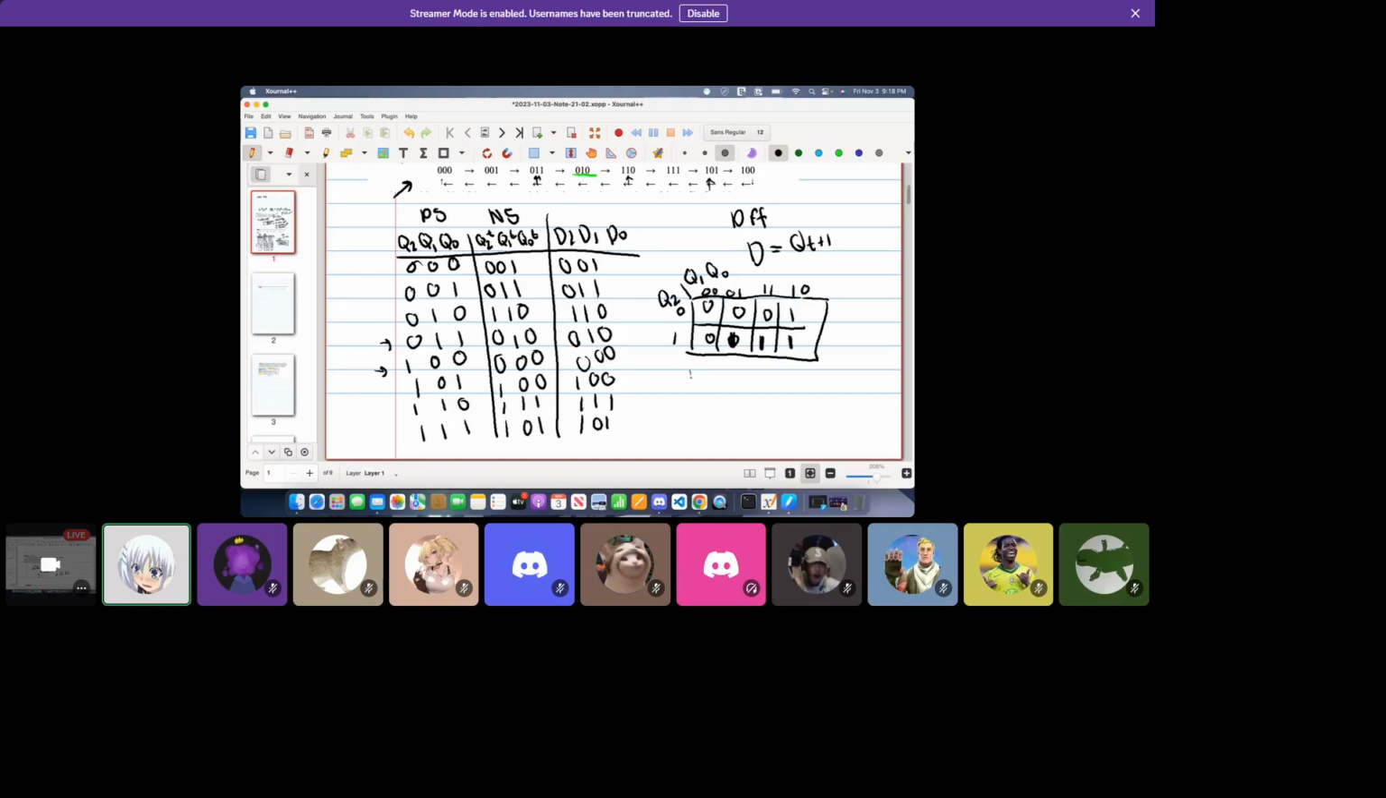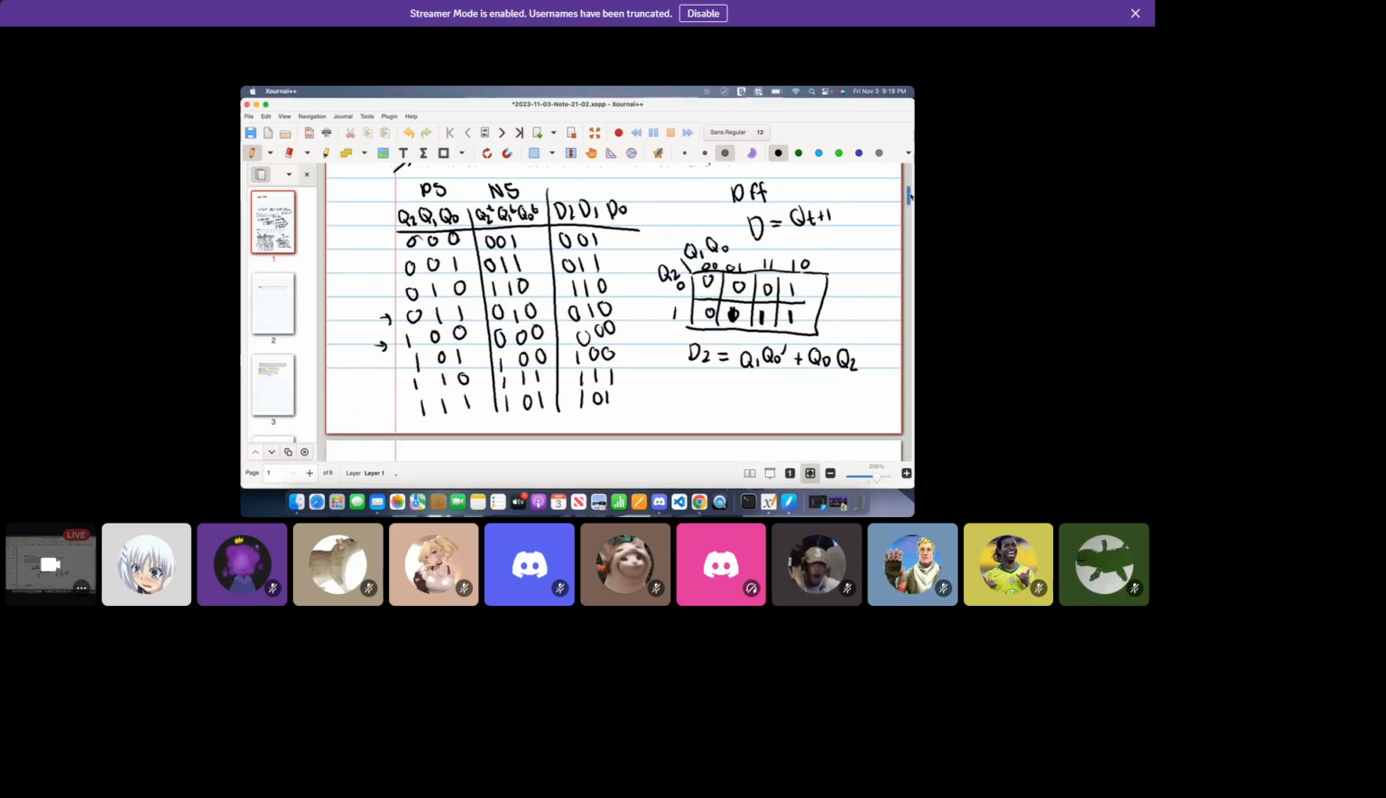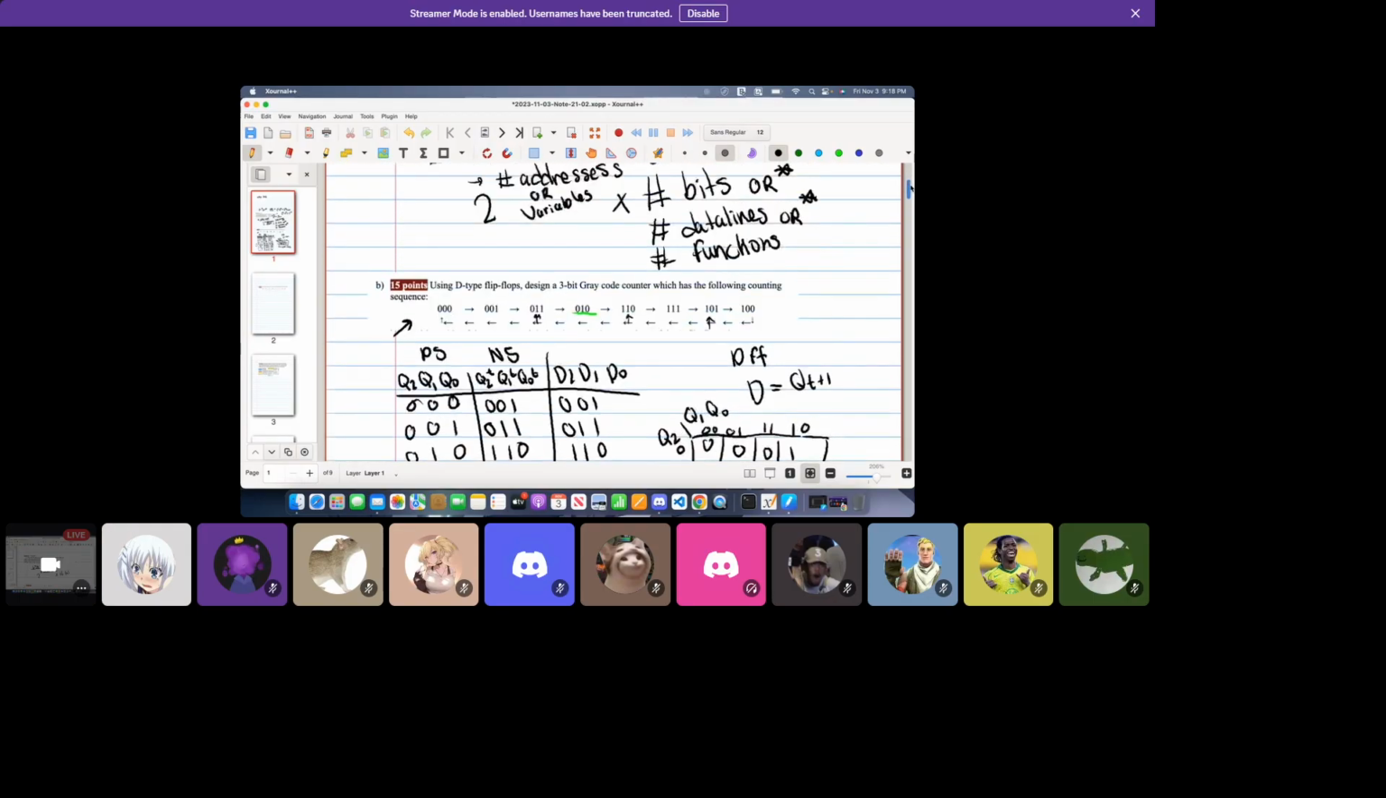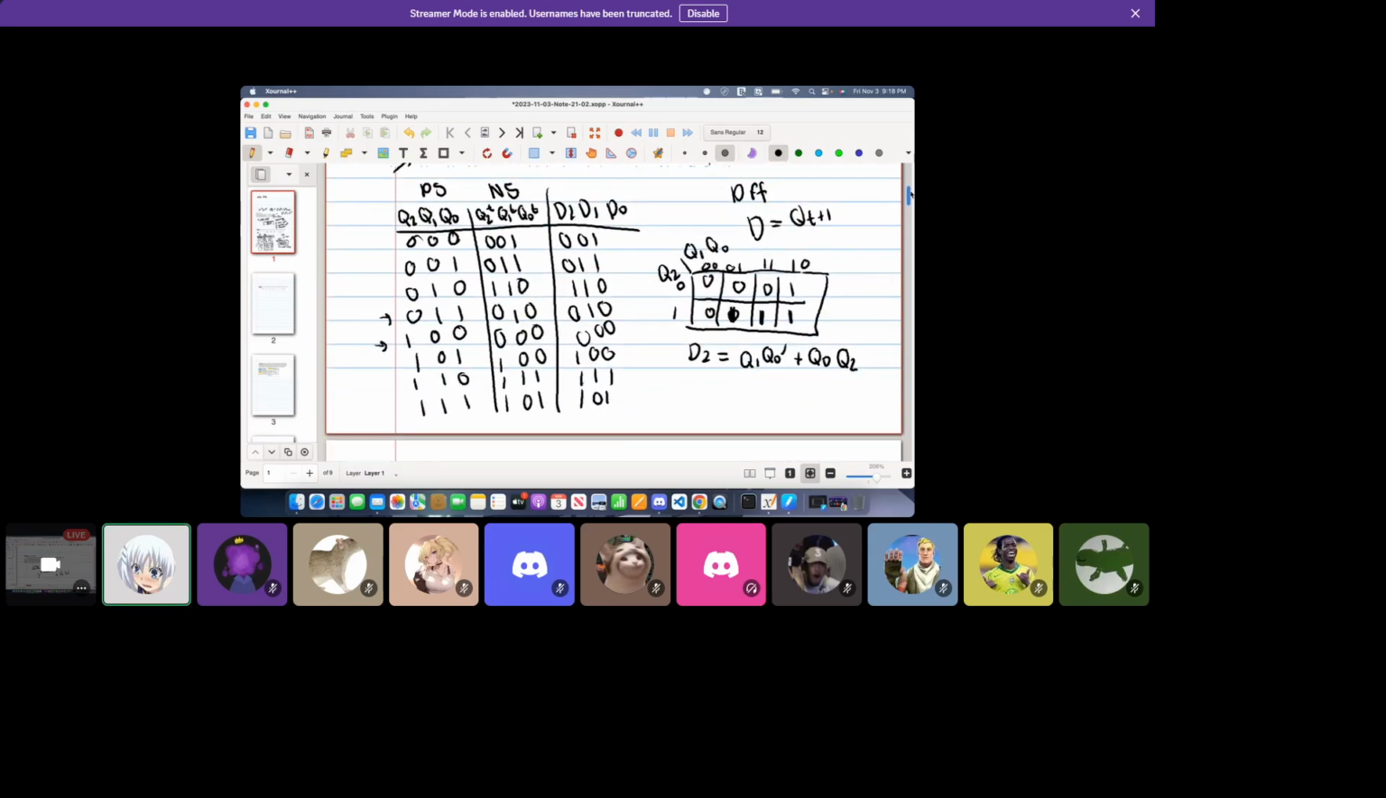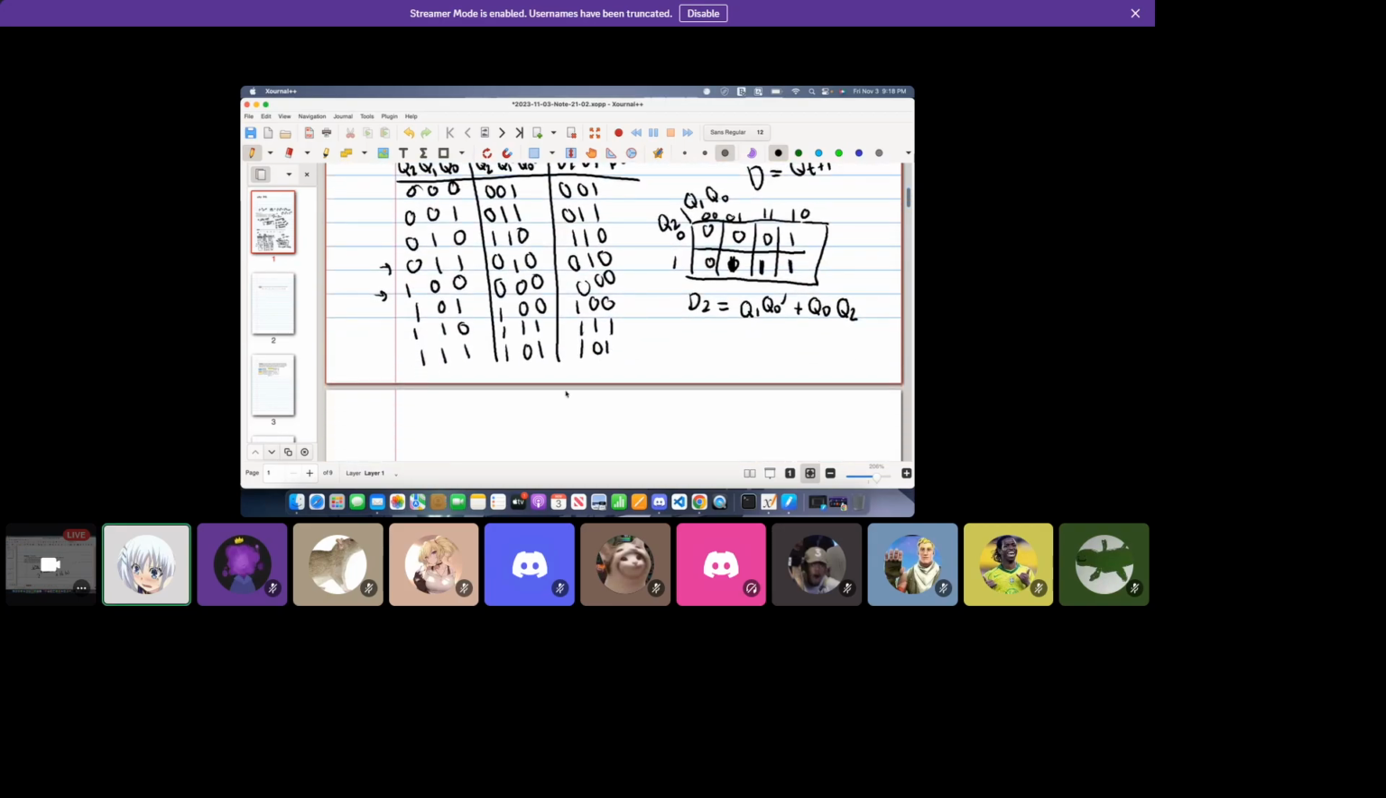Following this list, D2 is now equal to Q1, then Q0 prime, plus Q0, and then Q2. Perfect. Now we do the next. We keep that formula somewhere tidy where you can see it. I'm just going to do it at the top ledge here and save some space so I can look at them both at the same time.